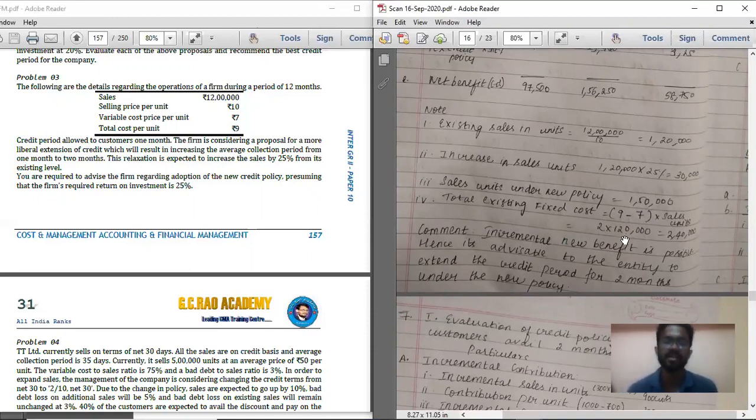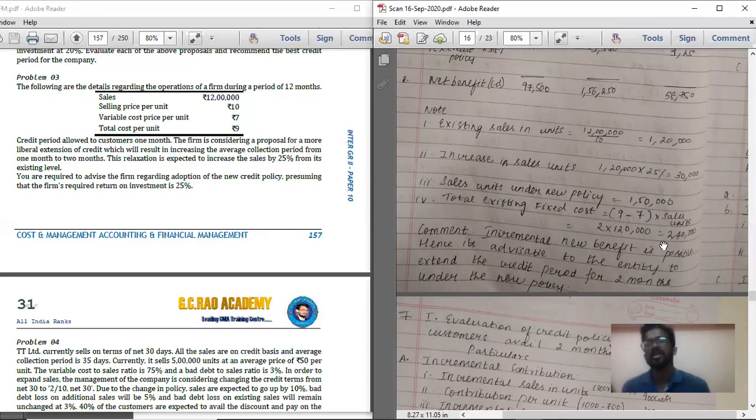And what is the total existing fixed cost? Total cost 9 minus variable cost 7. So 9 minus 7 into sales in units, that is 1,20,000. So 2 into 1,20,000 is equal to 2,40,000, sorry, 2,40,000 rupees. That is the total existing fixed cost. This is the notes. It's advisable to write these notes in the exams too. So next is comment. Record comment.